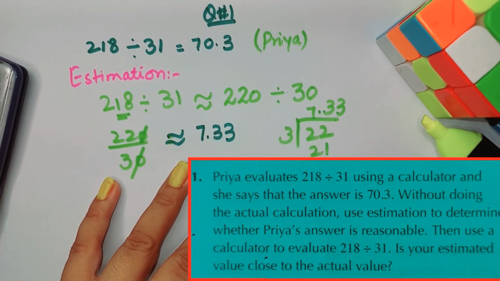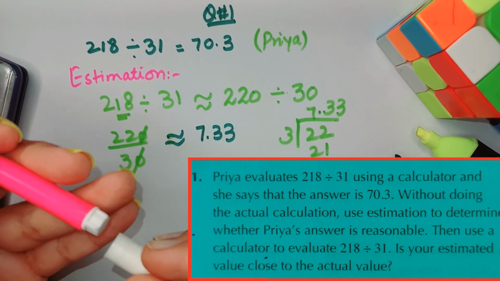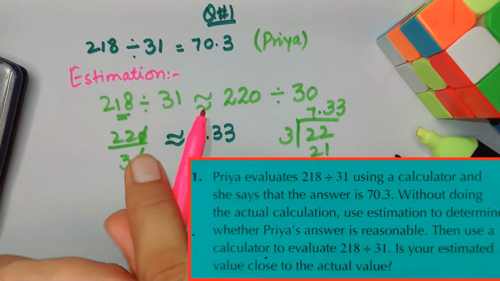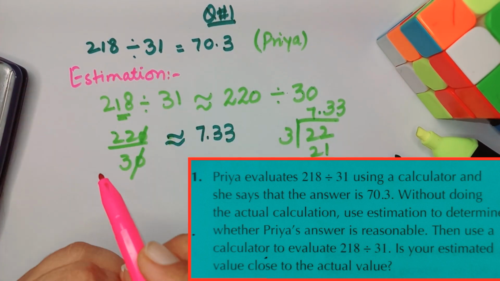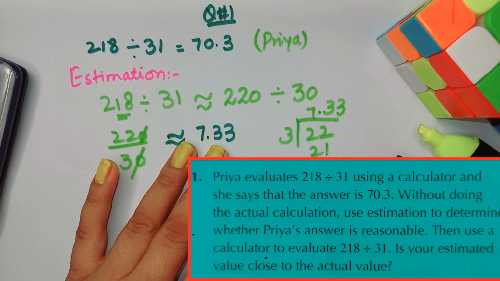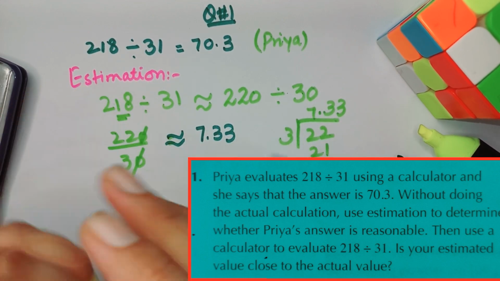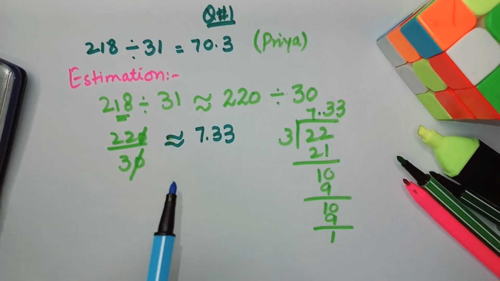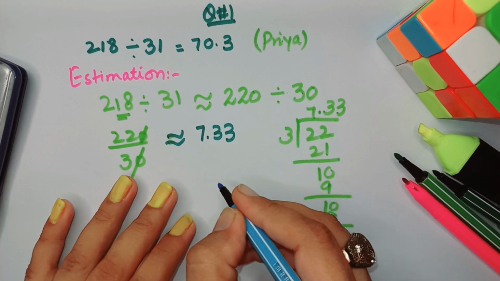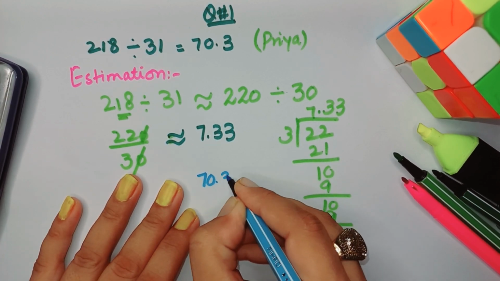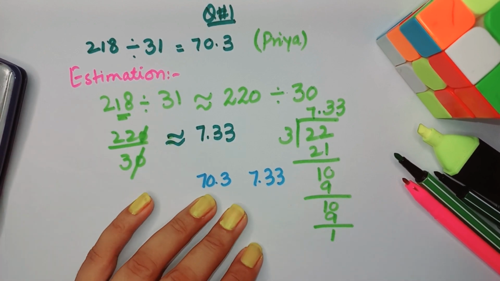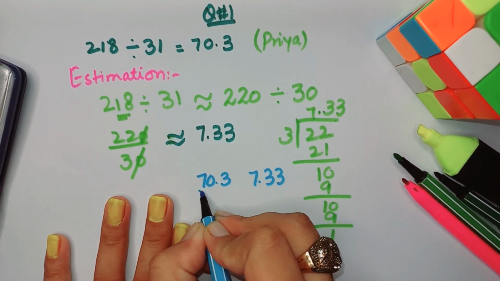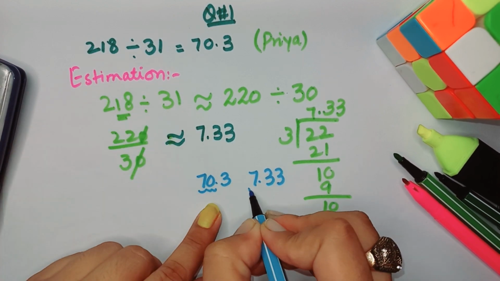Now they are saying, then use a calculator to evaluate 218 divided by 31. But before that, they are asking whether Priya's answer is reasonable. Priya's answer is 70.3, and we have used estimation and our answer is 7.33. So dear students, you can see Priya's answer 70.3 and the answer we got from estimation is 7.33.